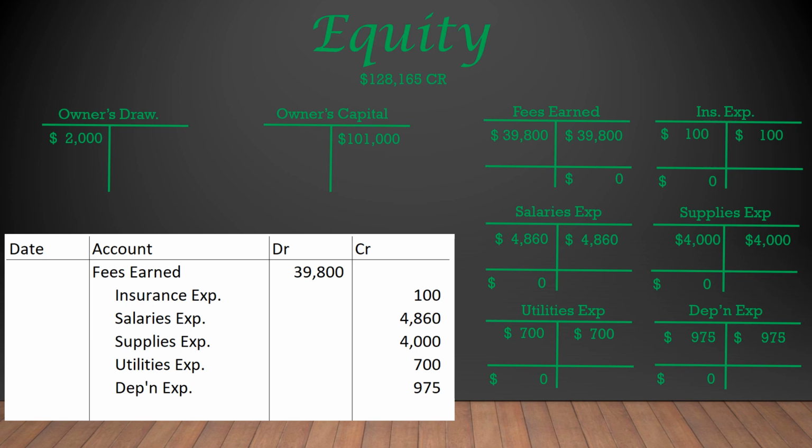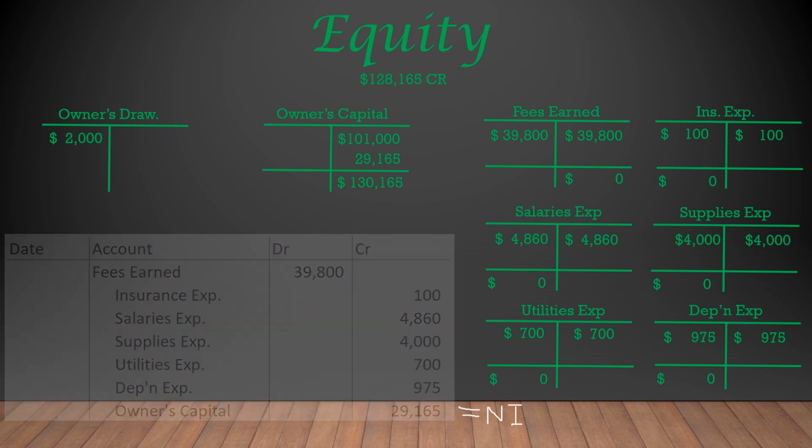The problem with this journal entry so far is that it's out of balance. To make it balance, we need a credit equal to the difference of our revenues and our expenses, which would be our net income. We'll put this credit to our owner's capital account. The end result is the same as what we did on the previous slide. We cleared our revenue and expense balances to zero and credited owner's capital for our net income amount.